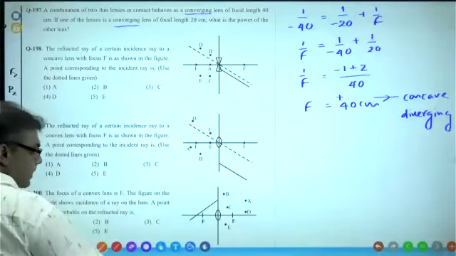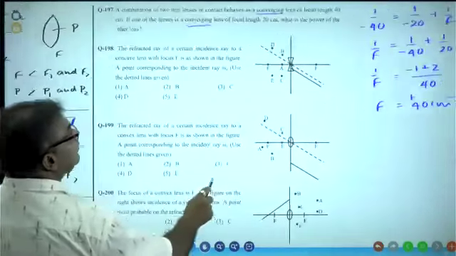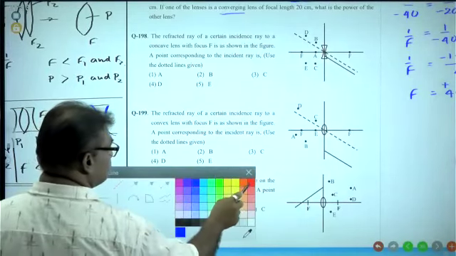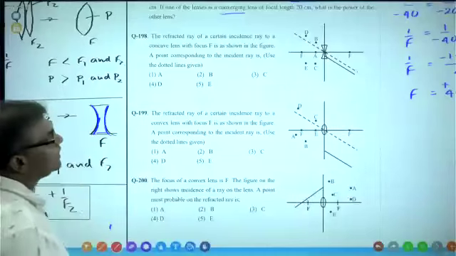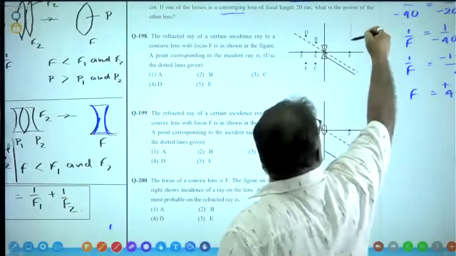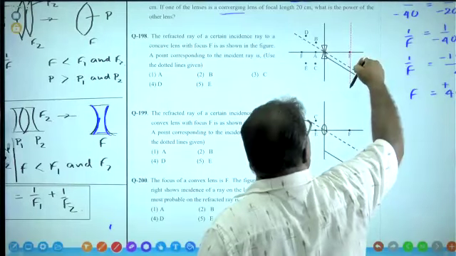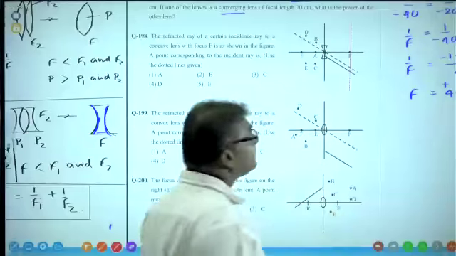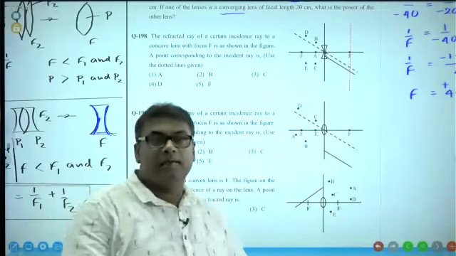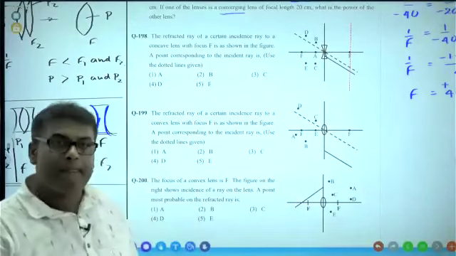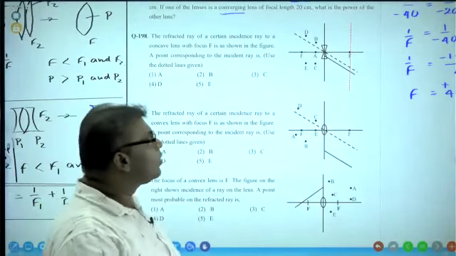Is it like this? Right. This one is the focal plane, no? Here we have the focal plane, like this. The line perpendicular to the principal axis going through the focus, that is the focal plane.